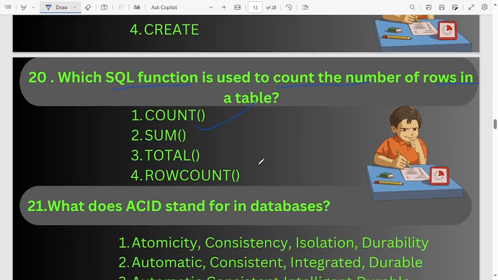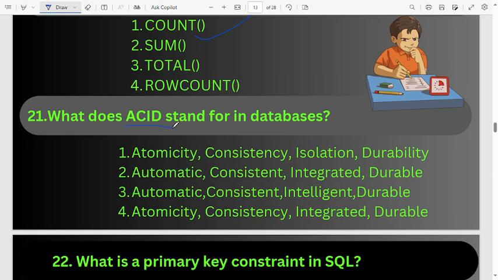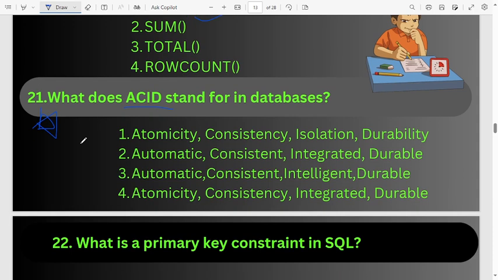What does ACID stand for in database? It is a very important question. Mark this. You may see this question in an examination. The correct answer will be atomicity, consistency, isolation, and durability.